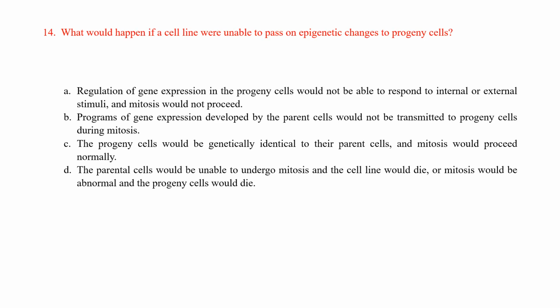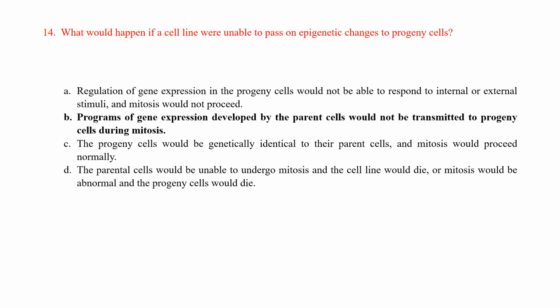Number 14, what would happen if a cell line were unable to pass on epigenetic changes to progeny cells? Letter A, regulation of gene expression in the progeny cells would not be able to respond to internal or external stimuli, and mitosis would not proceed. Letter B, programs of gene expression developed by the parent cells would not be transmitted to progeny cells during mitosis. Or letter C, the progeny cells would be genetically identical to parent cells and mitosis would proceed normally. Or letter D, the parental cells would be unable to undergo mitosis and the cell line would die, or mitosis would be abnormal and the progeny cells would die.